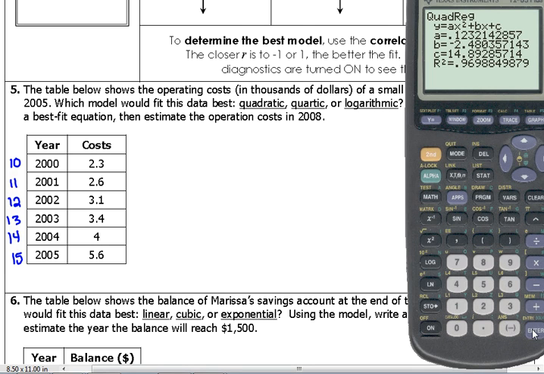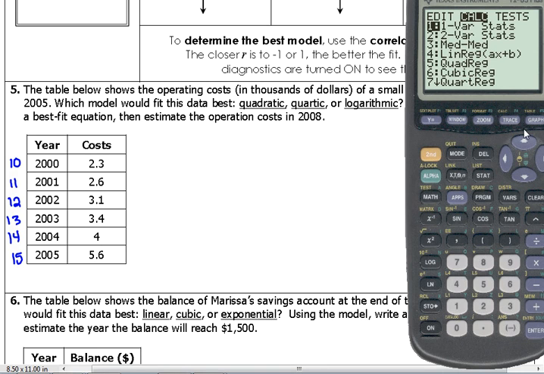So, based on your results, who has the closest R or R squared to 1? Which one? Quartic? Quadratic or logarithmic? Which one's closest to 1? Okay, so this one's 0.969. So it's really easy to just do all these. Quartic, we gotta scroll down. Okay, quartic is 0.999. That's really good.